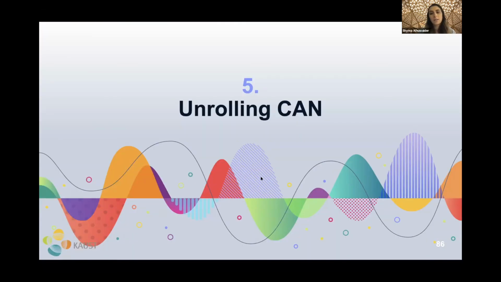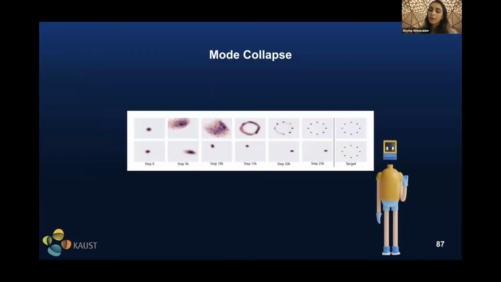All right, now let's talk about unrolling our CAN. Before we learn how to unroll CANs, let's understand what unrolling helps with. What problem does it solve? On the far left, you can see the targets. The targets here are our dataset. You can think of them as our dataset that we would want to generate. And the outputs here are coming from generators.